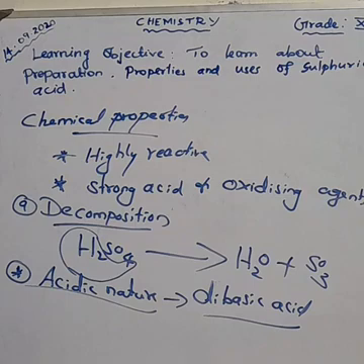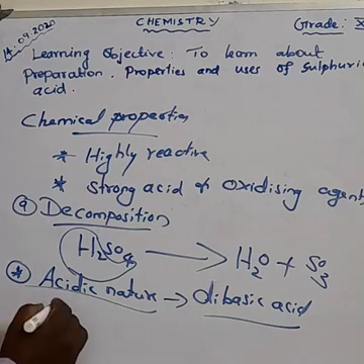Here, the two important salts are sodium bisulfate and sodium sulfate. These two types of salt can form by the reaction between an alkali and sulfuric acid. It is an acid-base reaction. Here we are taking the base, which is sodium hydroxide, an alkali.